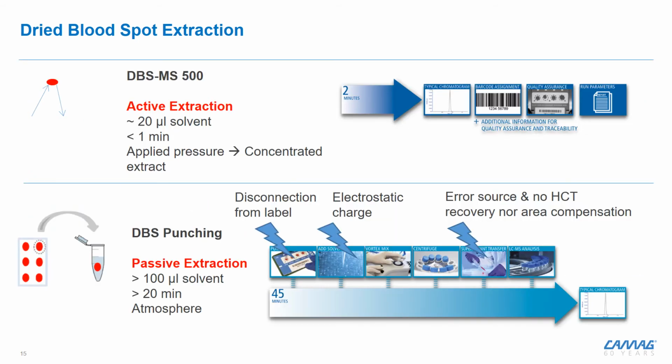If we now compare this automated extraction with the manual punching of DBS, we see that we have a so-called active extraction. So we always have fresh solvent hitting the DBS, ending up in a very concentrated extract within less than a minute, depending on the extraction volume and flow previously set in the sample list. On the other hand, punching requires much more solvent and more time, and we have a passive extraction, as the extraction efficiency decreases over time. Also, there are several steps involved in the procedure, from punching discs and adding solvent, to transferring the supernatant, and so on.